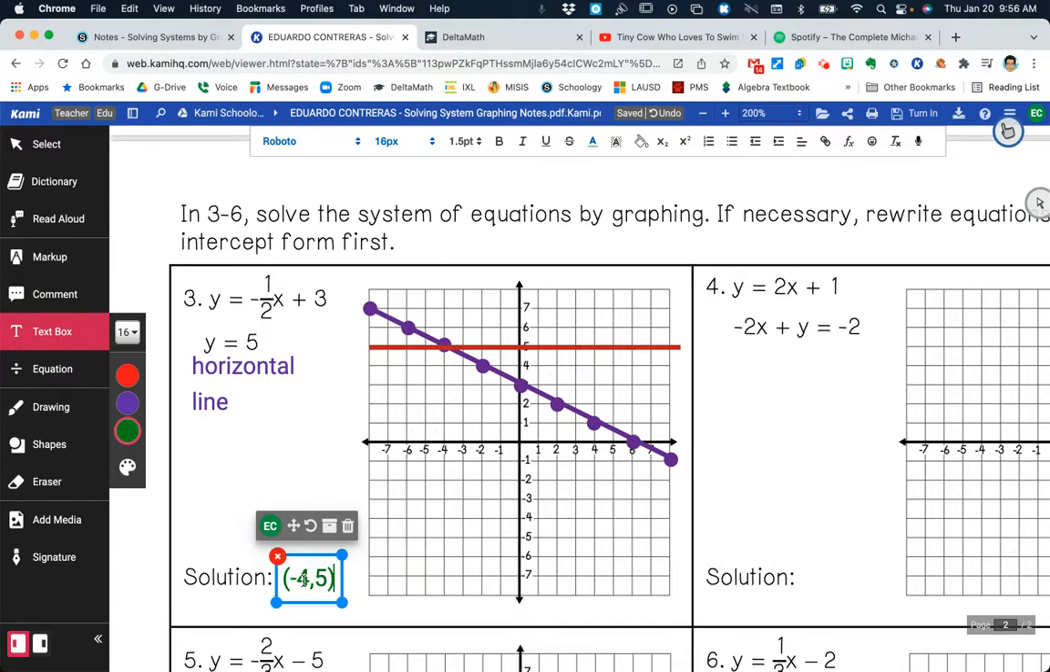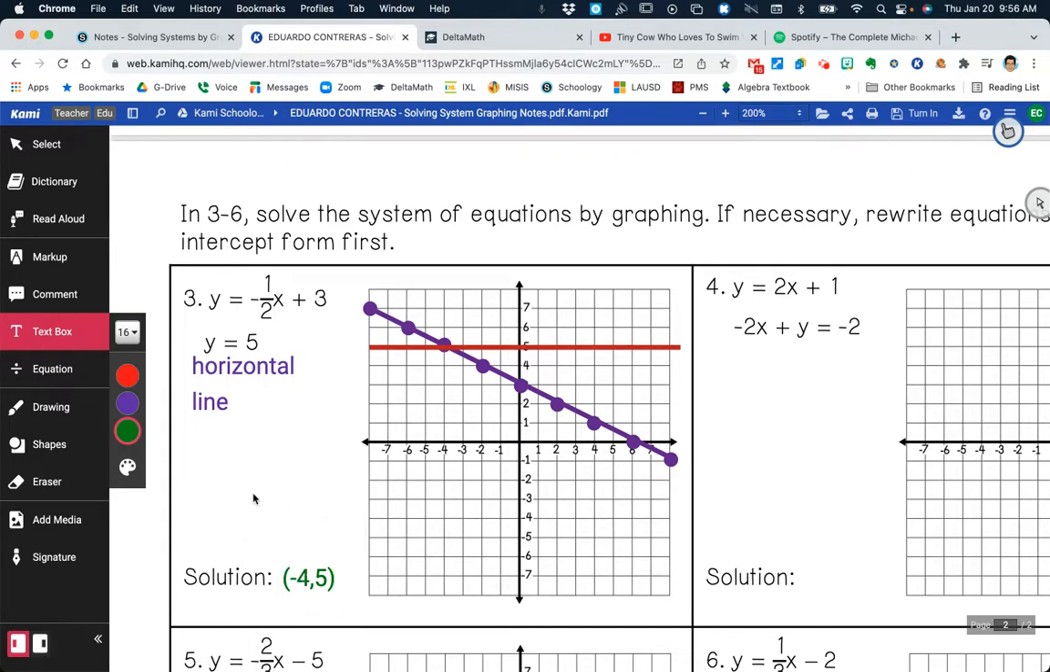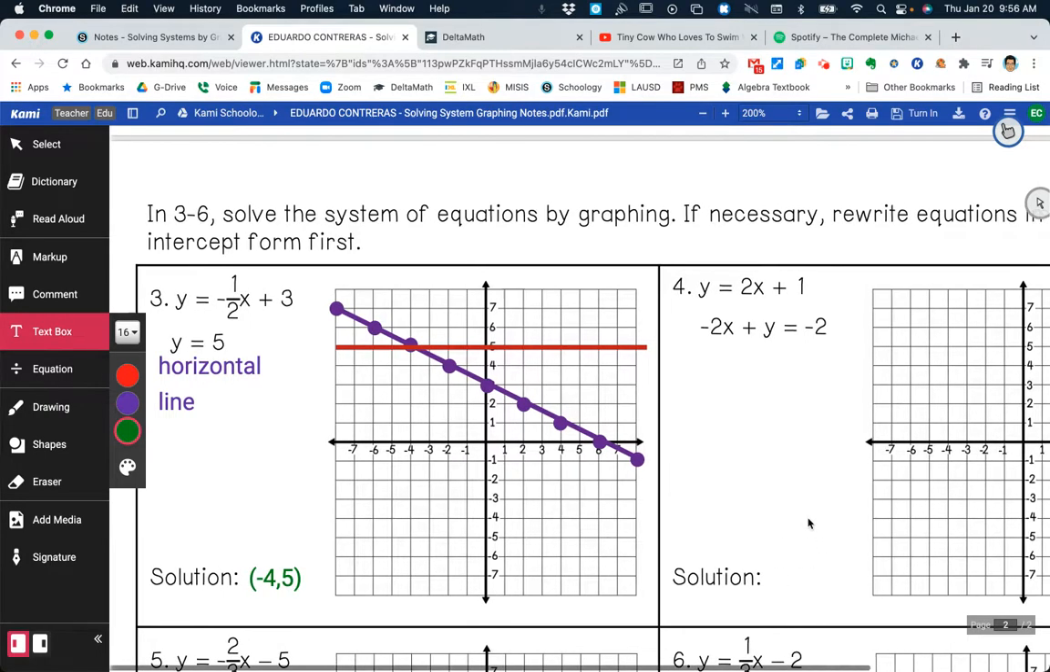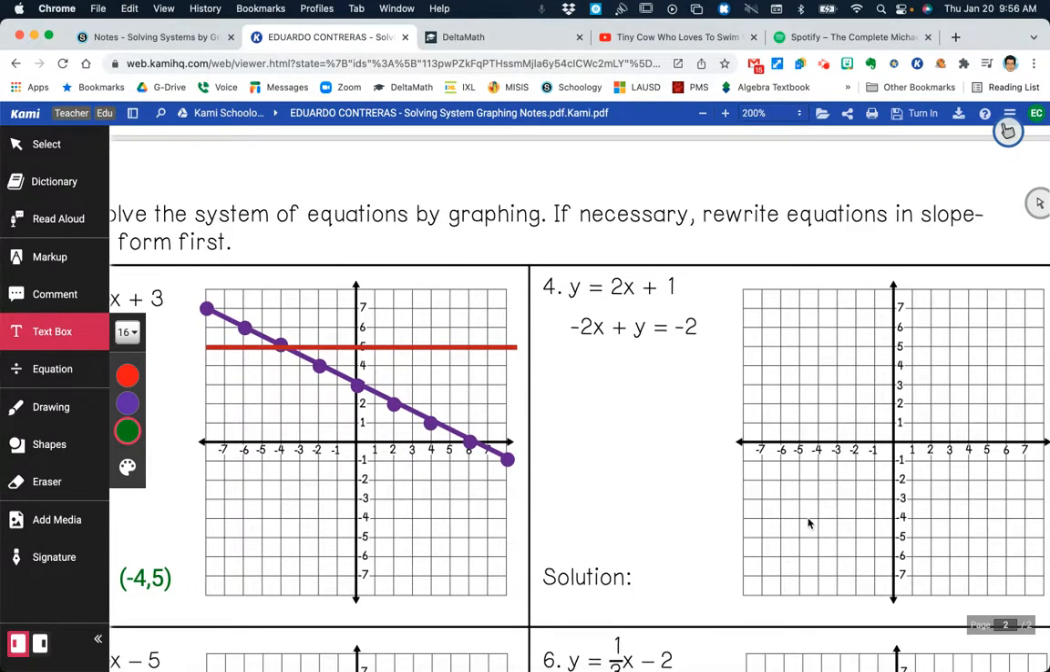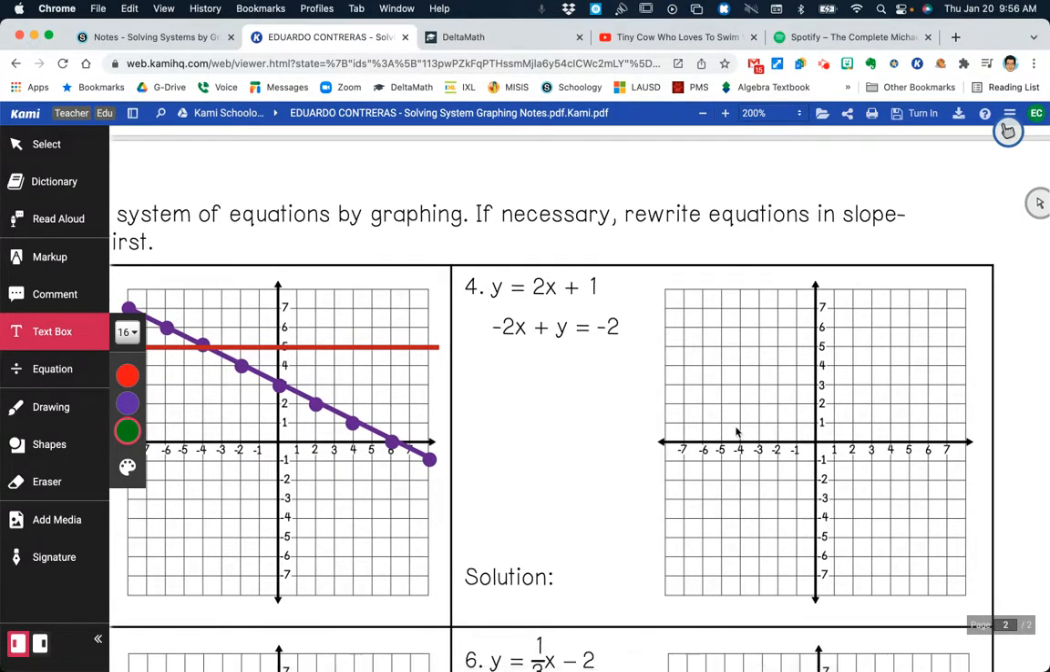All right. So let's do one more and then we'll get to the assignment. You guys ready? Okay, this one we are going to have to do a little rewriting. Which equation has to be rewritten, the first or the second? The second, right? Well, let's just graph the first one because that's the easy part now at this point.